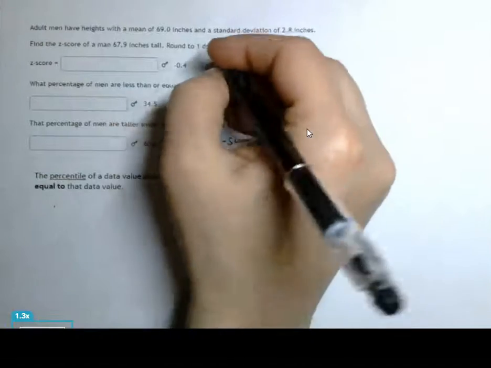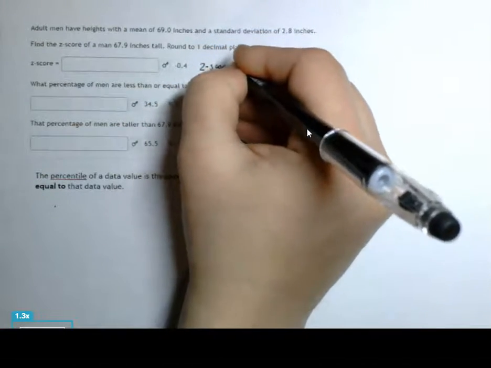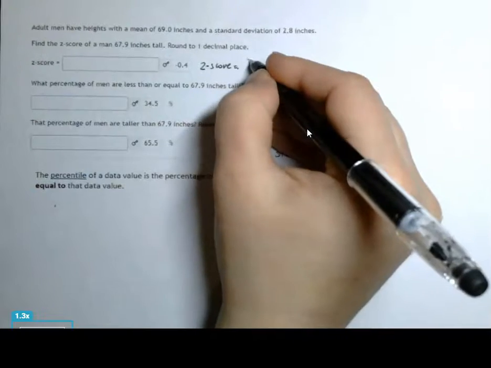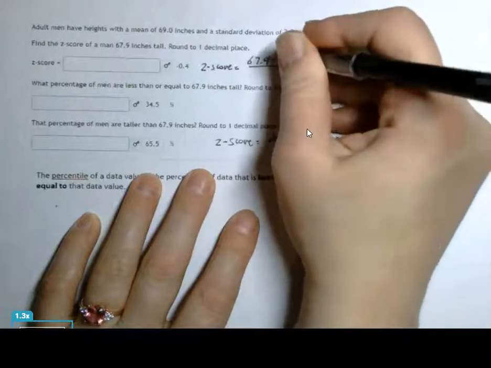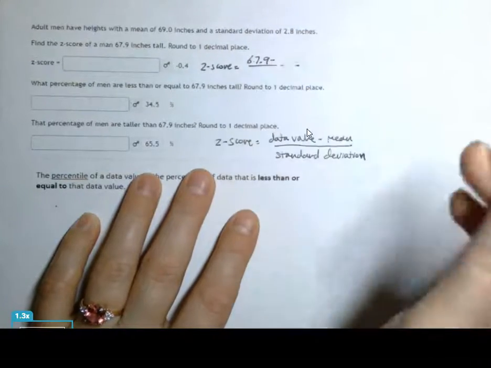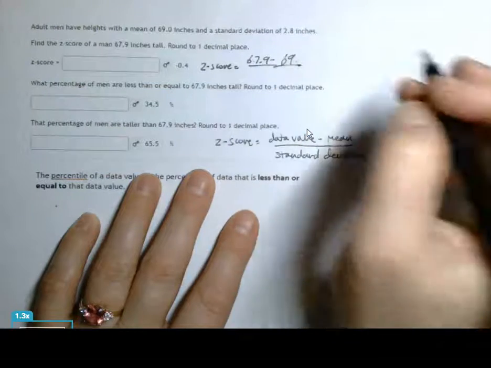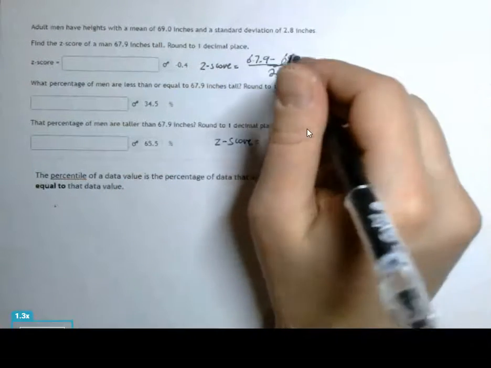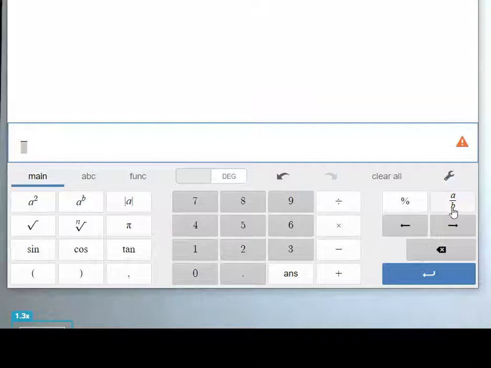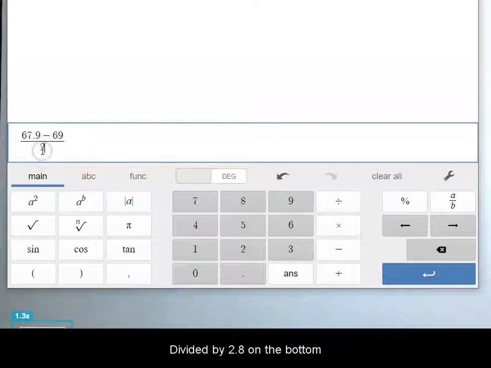The data value is the 67.9 inches. So the z-score equals the data value of 67.9 minus the mean of 69, and the standard deviation 2.8. We'll divide by that value. There. We can use decimals to find this number. We have the fraction 67.9 minus 69 on the top, divided by 2.8 on the bottom.